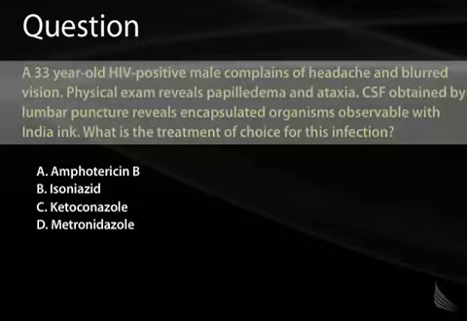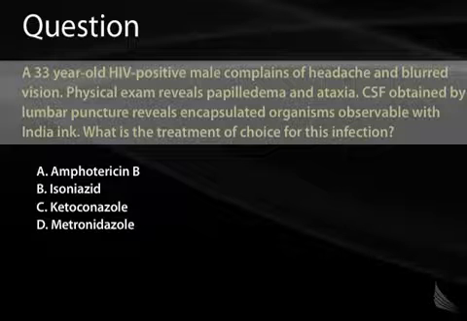Next question. A 33-year-old HIV-positive male complains of headache and blurred vision. Physical exam reveals papilledema and ataxia. CSF, obtained by lumbar puncture, reveals encapsulated organisms, observable with India ink. What's the treatment of choice for this infection?